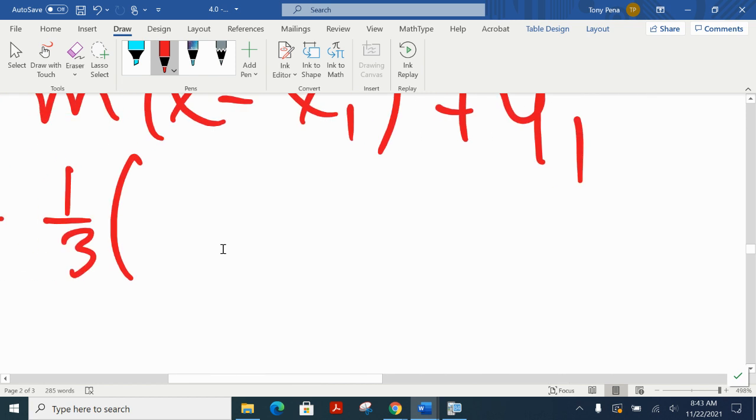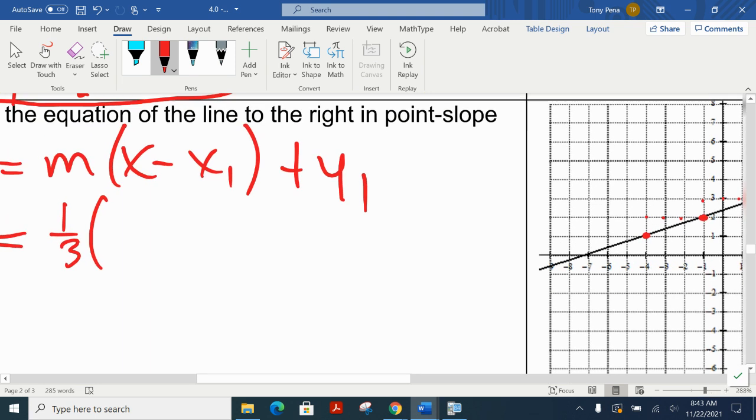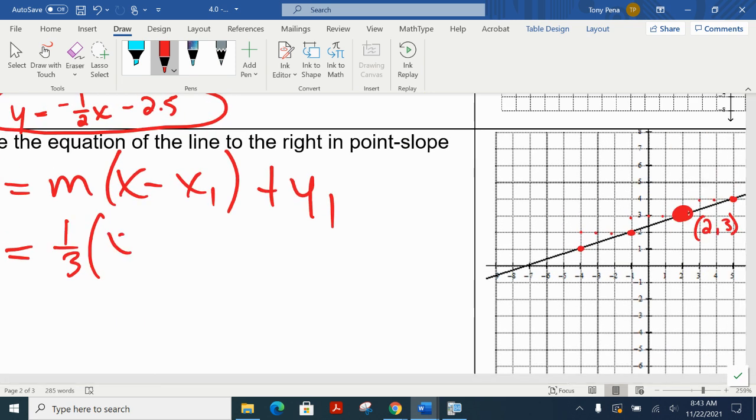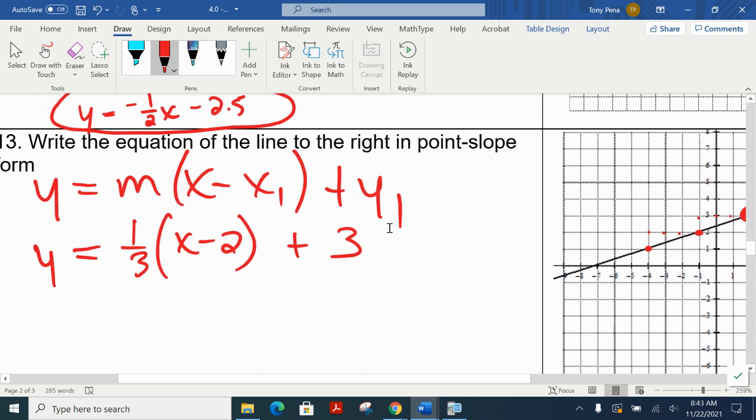That's okay. But if I'm going to use that point 2, 3, then we're going to do x minus that x coordinate of 2, and then plus your y coordinate of 3. As long as you have an actual point, you plug it into your formula correctly, you should be good. We would all get the same exact thing. So this answer would look a little different.